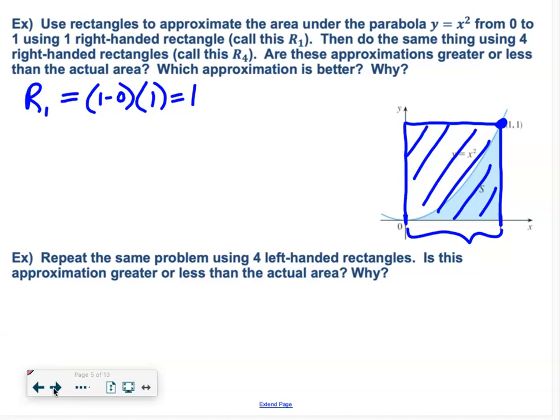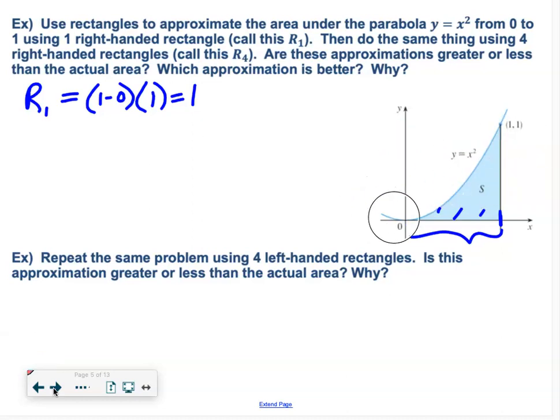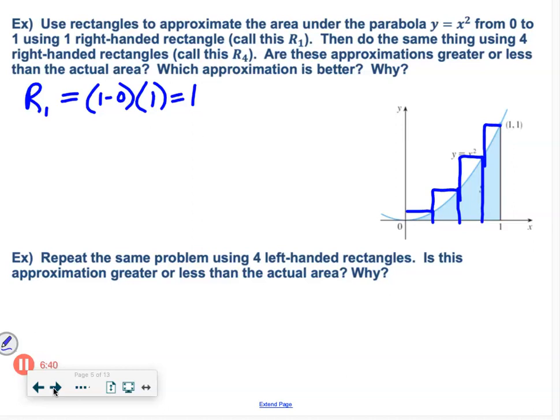All right. Then do the same thing using 4 right-handed rectangles. So if we split this into 4 rectangles, and we're going to do right-handed, we're going to have heights that look like this. Right-handed rectangles, 4 right-handed rectangles. So we need two things. We need a width, and then we need the heights.